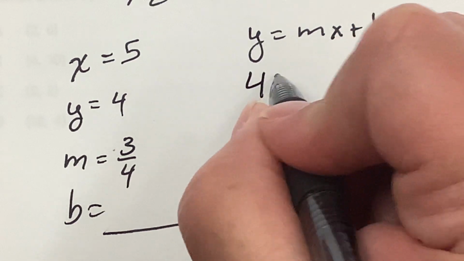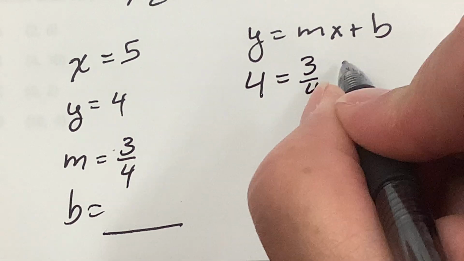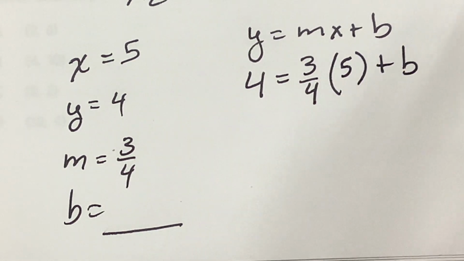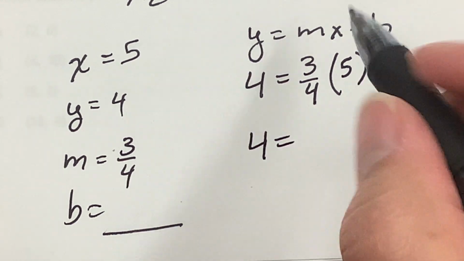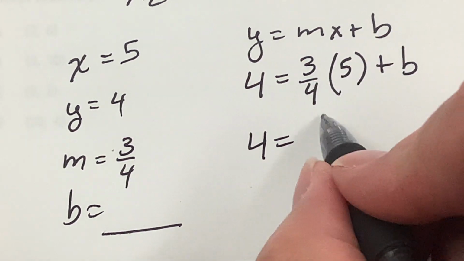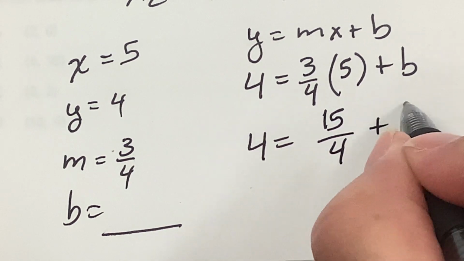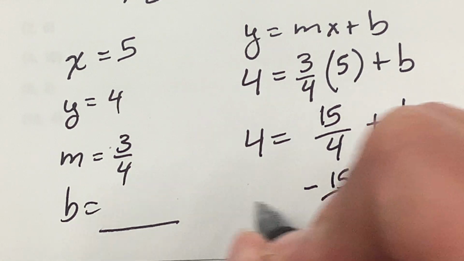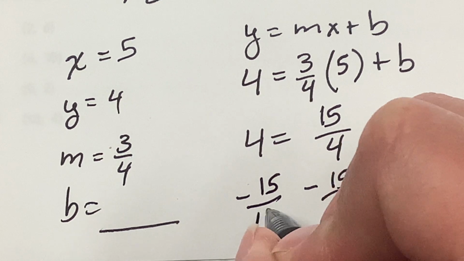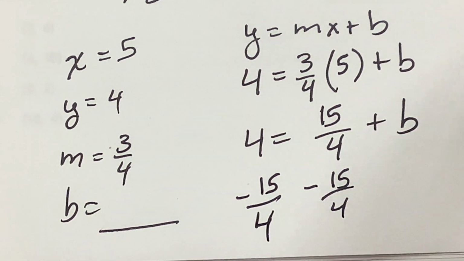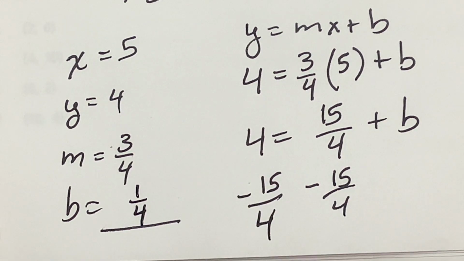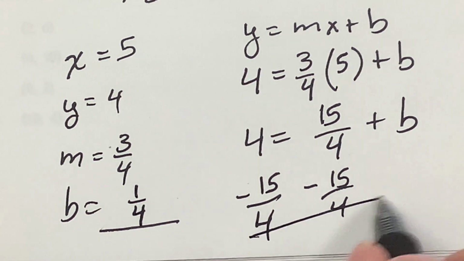Substitute what you know. 4 equals 3/4 times 5 plus b. 4 equals 3 times 5 is 15 over 4 plus b. So happy I have a calculator. Minus 15 over 4. And I get b equals, well, 4 minus 15 over 4 is 1/4. Trust me, do it on a calculator.